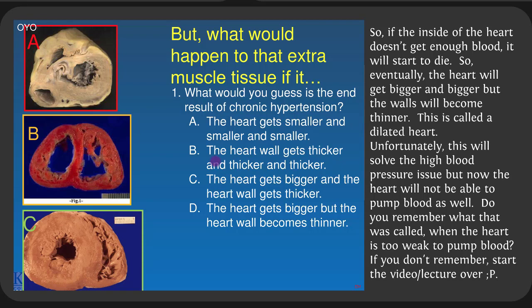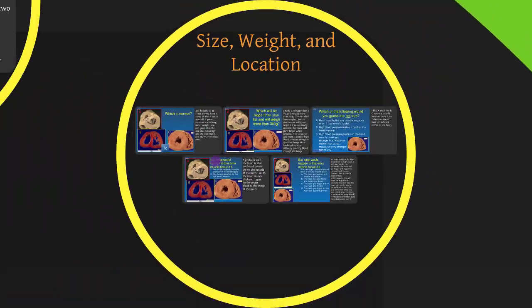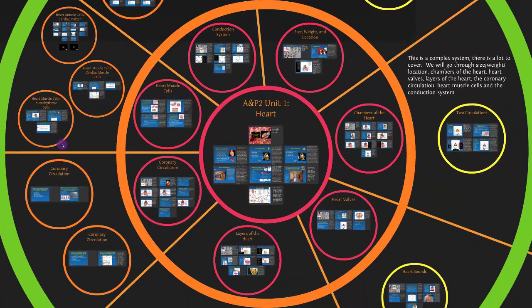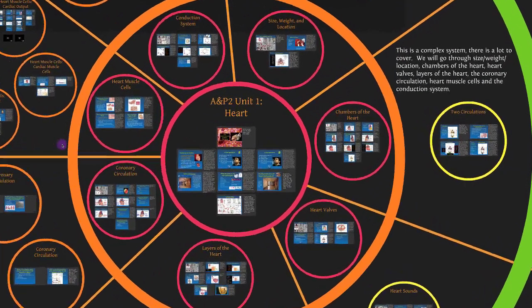Recall that the heart has 3 major problems. What was it called when there was a problem with muscle? Here's your hint. Here's your hint over here. Next up is chambers of the heart.